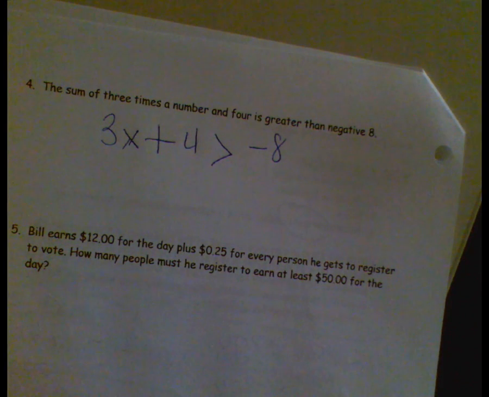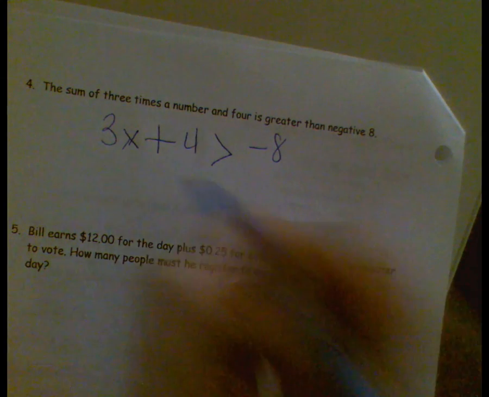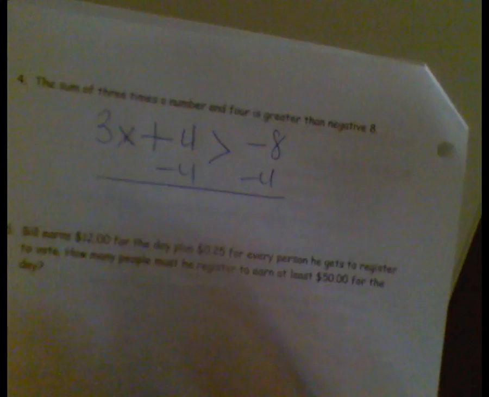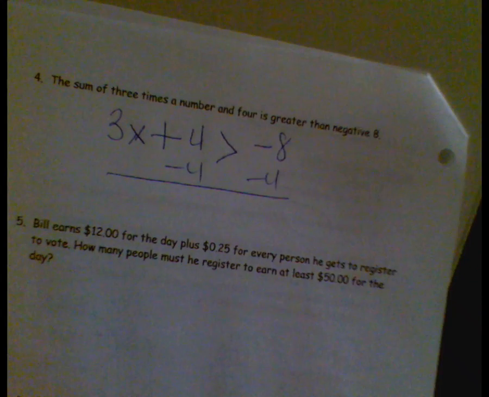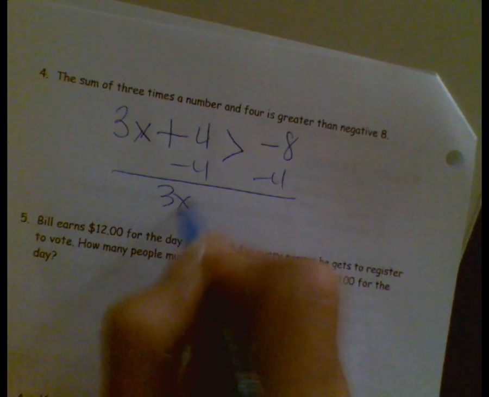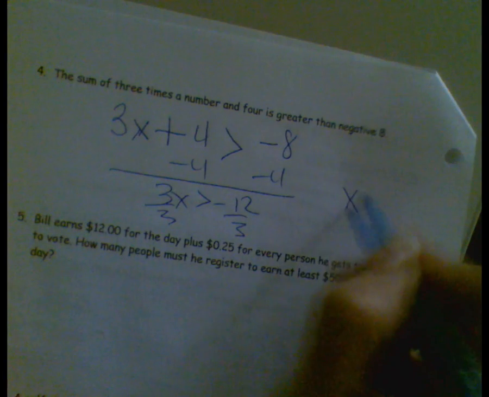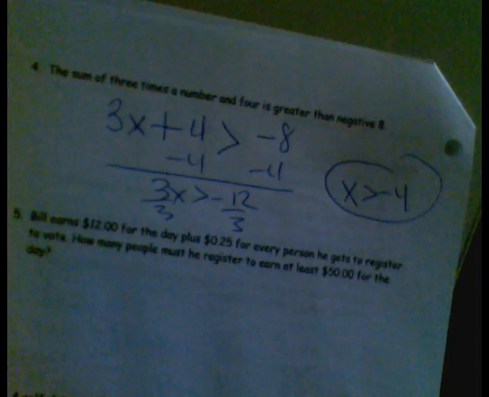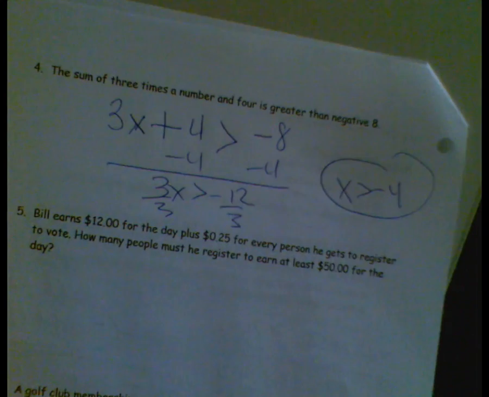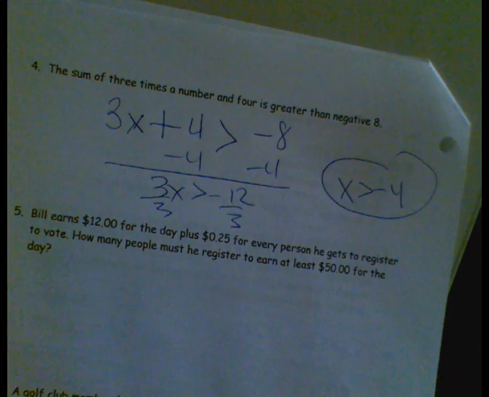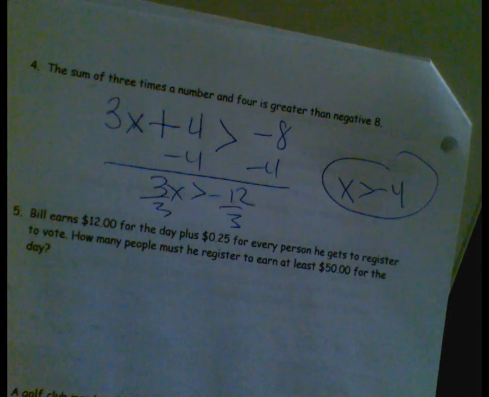All right, let's solve for x. How do you solve for x? Subtract 4. Divide by 3. And x is greater than -4. Because this is not a word problem, you don't have to explain it. You only have to write a sentence in it for your solution if it's a word problem.